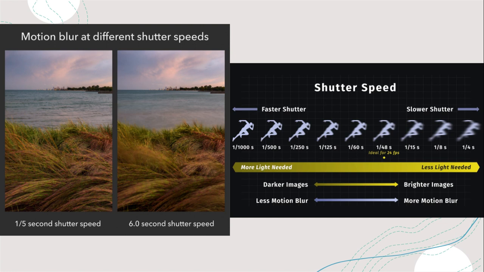1/48 second is ideal for 24 frames per second, which is the standard European amount of framing, and some Hollywood films use it. Some use 25, which is kind of close to it. In one of my films, I think I used 25 when I was supposed to use 24, but it doesn't really matter because they're both very similar.